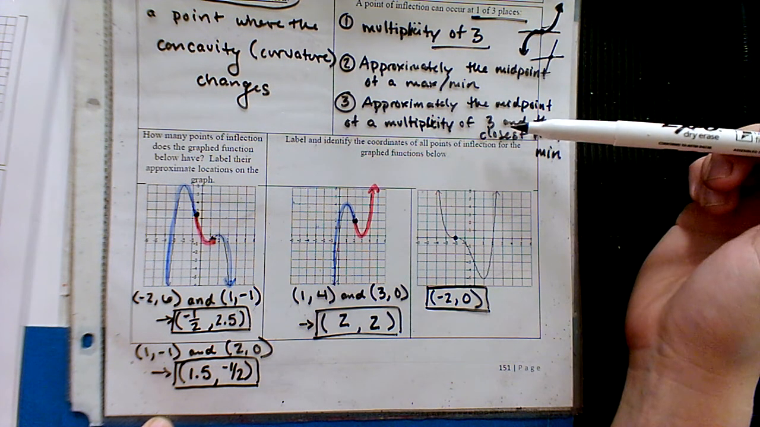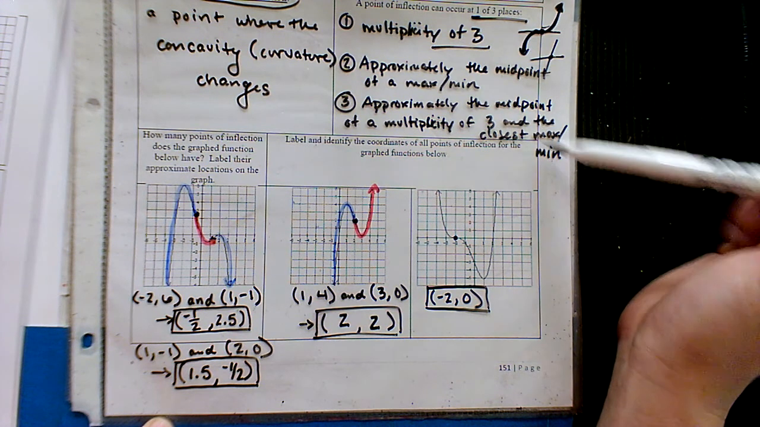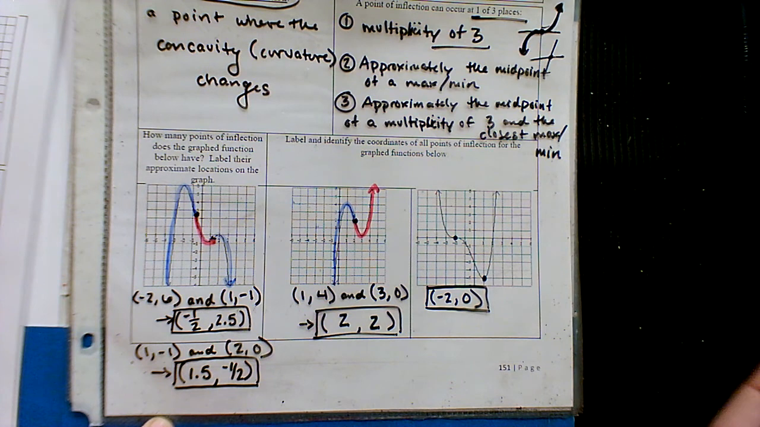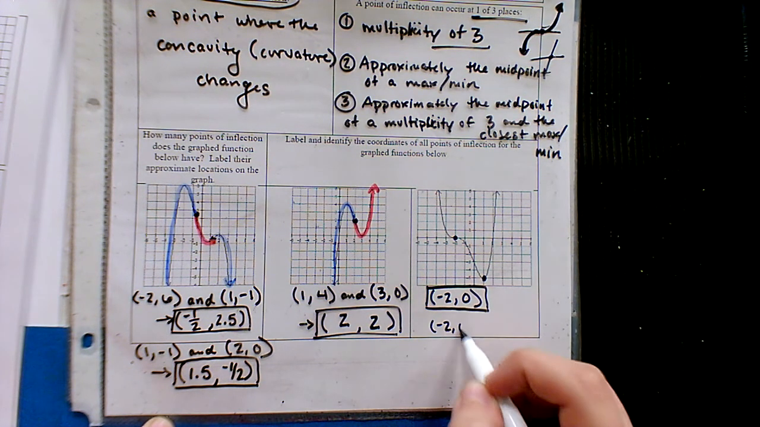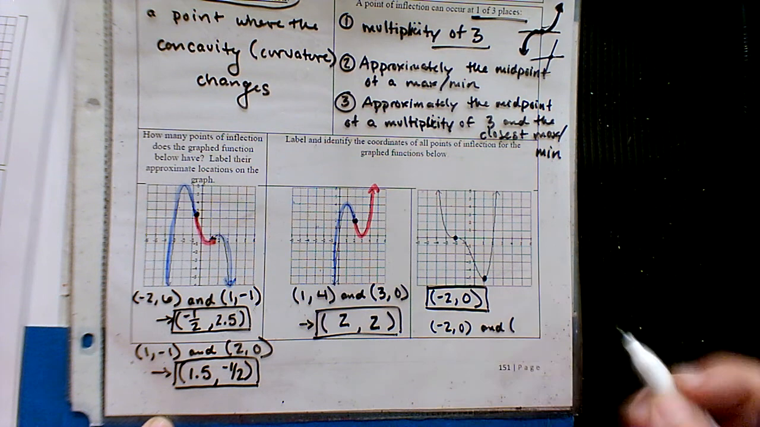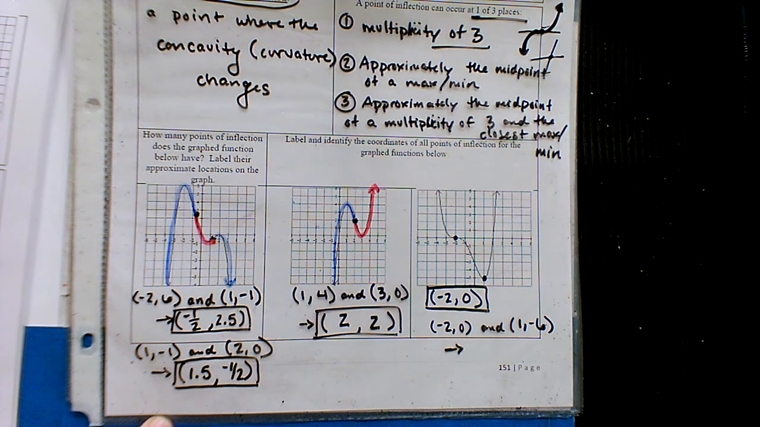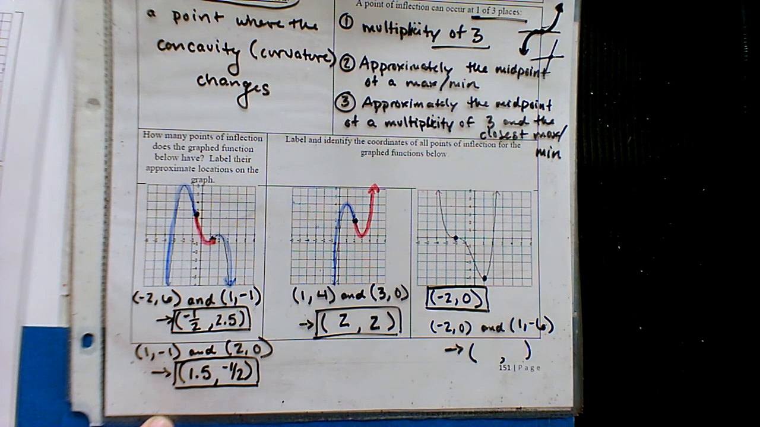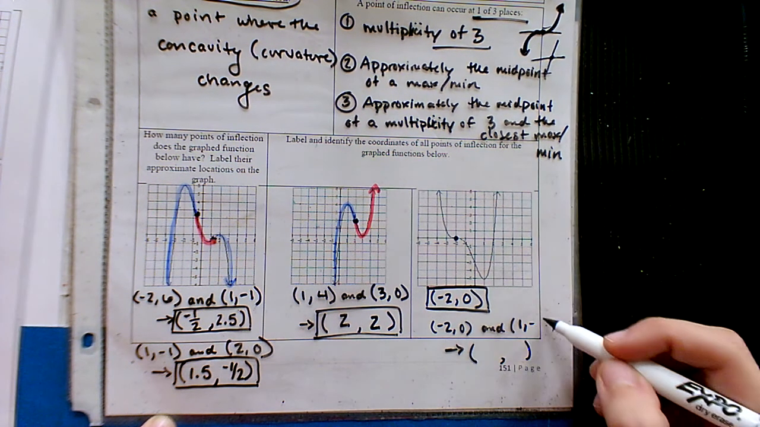Now, we got to take a look at 3 because we said we had a multiplicity of 3. Maybe we can find the closest max or min, okay, which looks like to be this minimum here. And we're going to find the midpoint of these values. So we'll take -2, 0 and the minimum of 1, -5, and we'll try to find the middle of those. What's in the middle of -2 and 1? Oh, did I miss it? -5. Sorry.